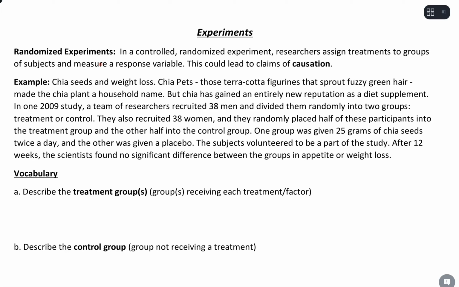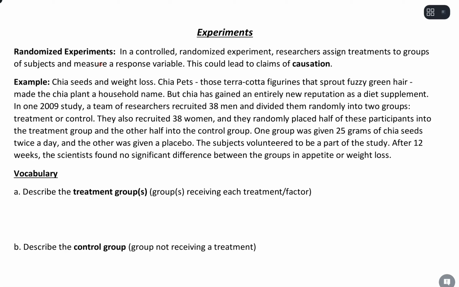So what we're going to do is talk about all these pieces because there are a lot of words in here, like this idea of control and randomness and treatments and response variable. So we're going to talk about how we can implement all of those ideas. And then if we design this well enough, it can lead to claims of causation.